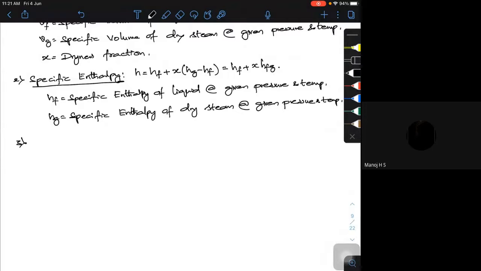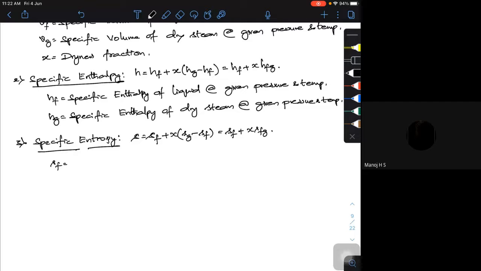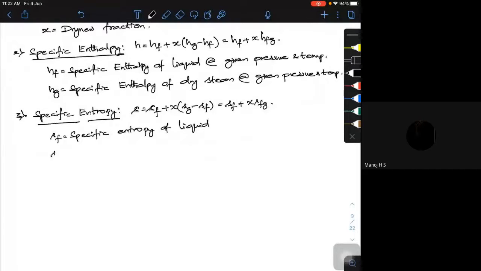Similarly, specific entropy. That is s is equal to, once again a small s, sf plus x into (sg minus sf), or sf plus x into sfg, where sf is the specific entropy of the liquid at the given pressure and temperature, and sg is the specific entropy of the dry saturated state at the given pressure and temperature. This is how you can find it.